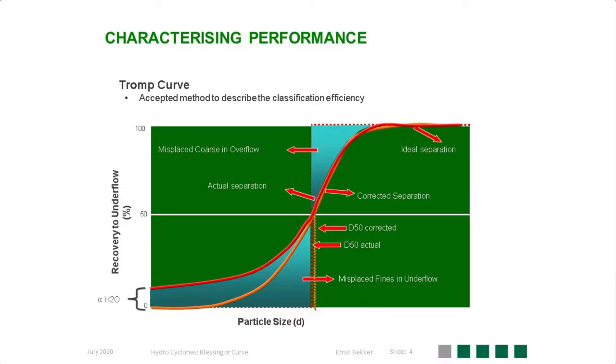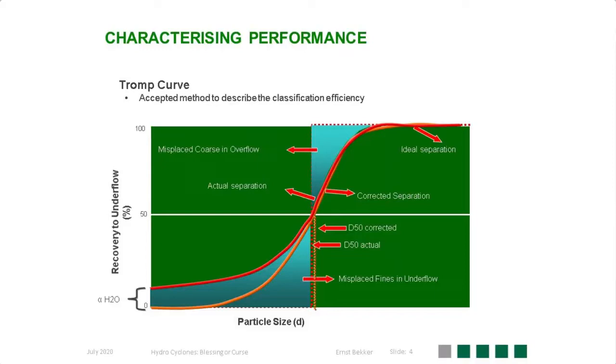In people's minds, the hydrocyclone should be a perfect classifier, and this is what perfect classification looks like. The cut point of the hydrocyclone is defined as the 50% probability of a particle size reporting either to overflow or to underflow. On the curve that you see in the presentation, the left-hand side is the fine fraction and the right-hand side the coarser fraction. As you can see on the y-axis on the left-hand side, it is recovery to underflow.